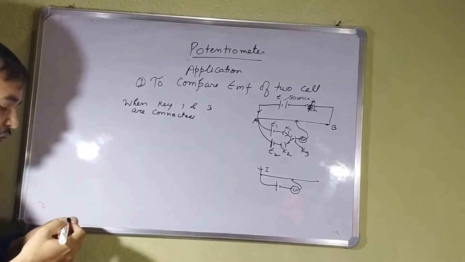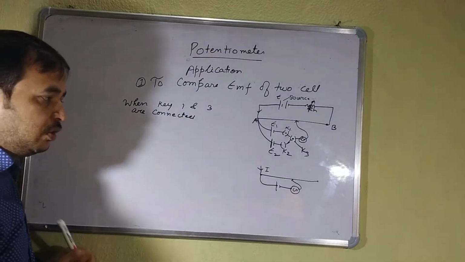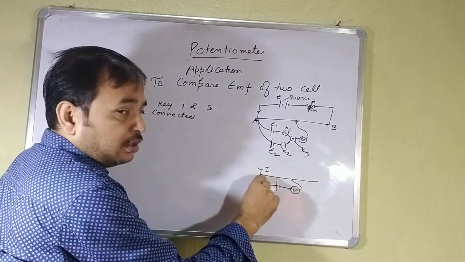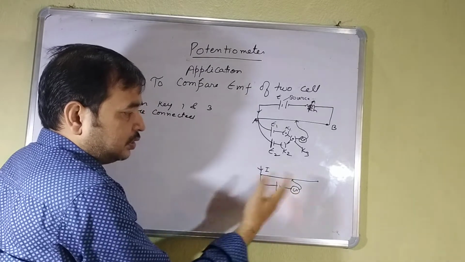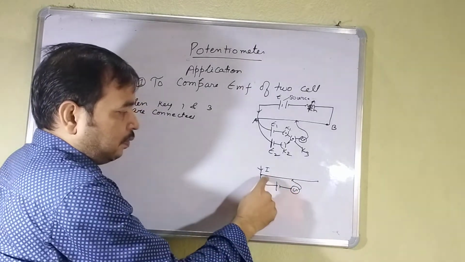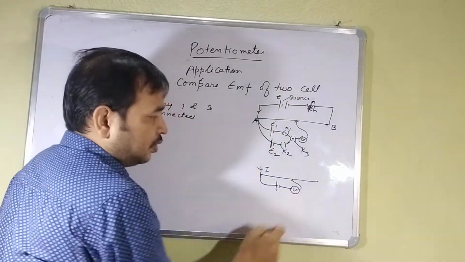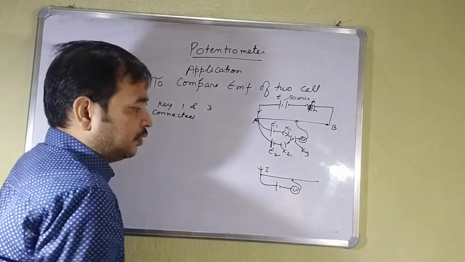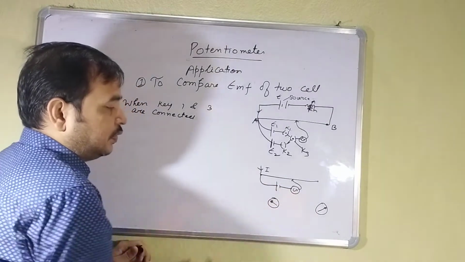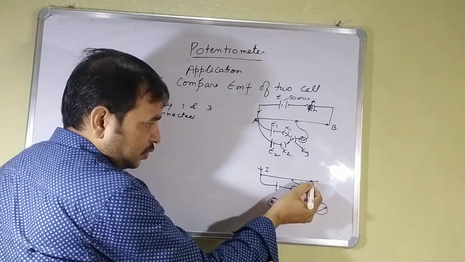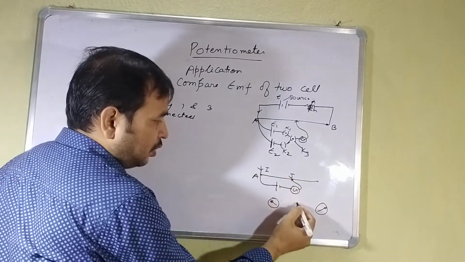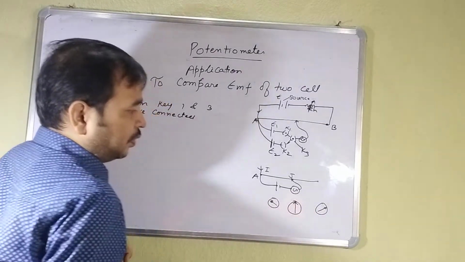Now see what is the things which will go on when you will touch this jockey at some point here near to this end. Then you will see the deflection is toward left, means that the current is flowing like this. When you will touch this jockey to the right, then you will see that deflection is toward right. When you will slide the jockey on this wire, you will get one point. Suppose this is A. You will get one point where there will be no deflection in the galvanometer.